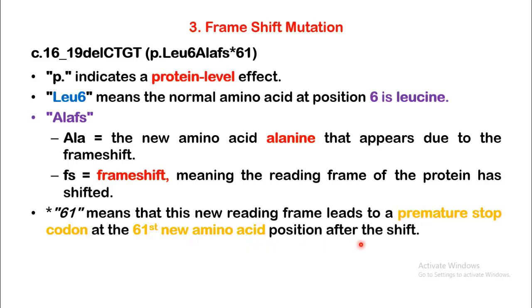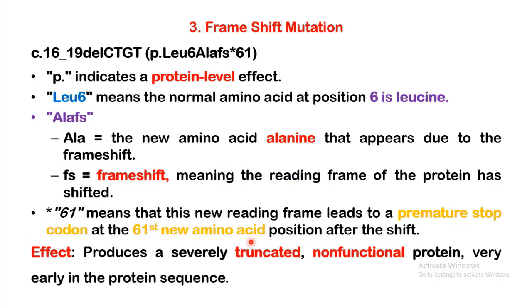So at position number 6, you have an amino acid. Now, because of this deletion, this frameshift mutation, you are going to get a premature stop codon, and that premature stop codon is going to give you a truncated protein, because the total protein, as I told you, is 455 amino acids. Now, if you have the premature stop codon at the 61st amino acid, that means you are going to get a very short truncated protein, and the effect is that this truncated protein is non-functional.